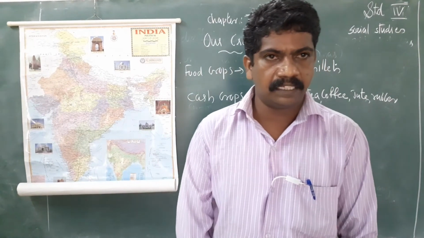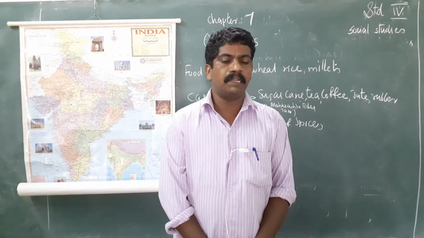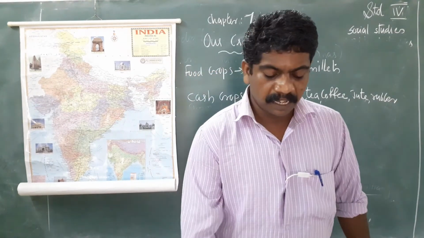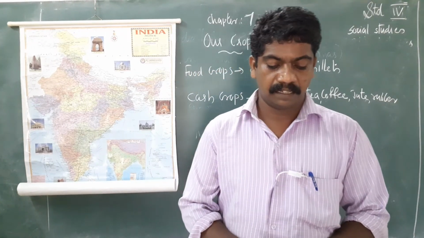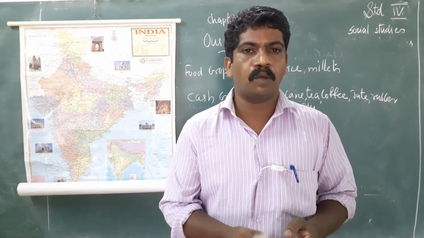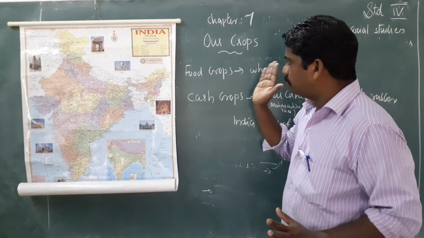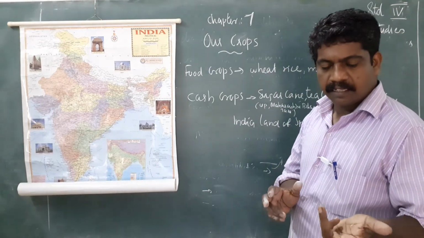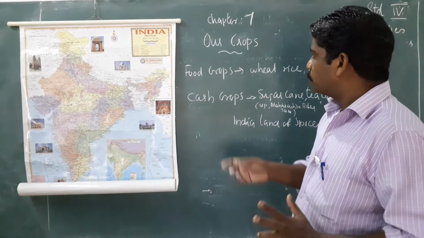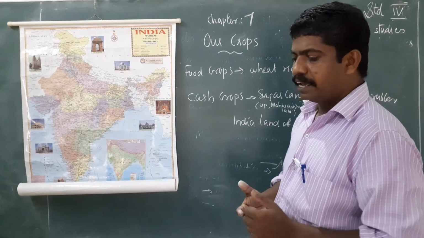Nowadays, due to irrigation and water facilities, the use of tractors, and the use of HYV seeds, our crop production has increased in India. As you know, we are using fertilizers and irrigation facilities. Because of these things, our production of crops, or harvest, has increased.